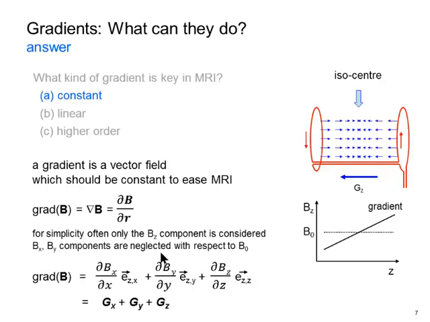For simplicity, if we are talking about gradients, we are focusing only on the Bz components. We are neglecting all the other components like Bx and By, simply for simplicity reasons. The actual fields generated by these components are rather low compared to the main magnetic field. And as you can see, the gradient is a vector field, and we have three different components, the Gx, the Gy, and the Gz.